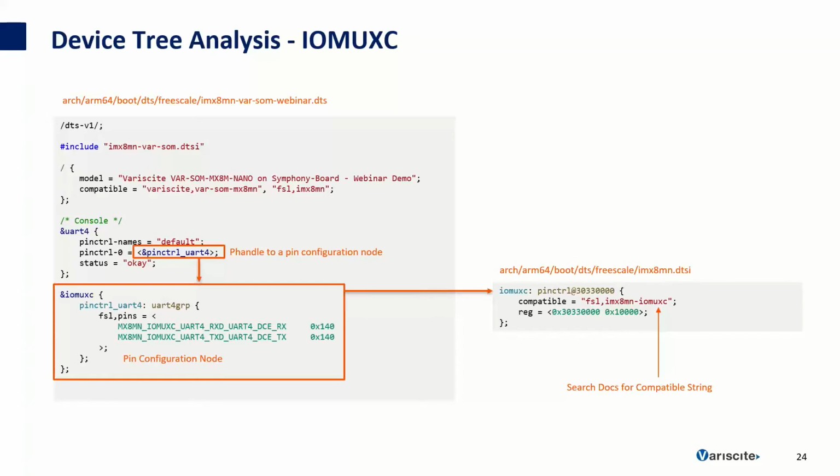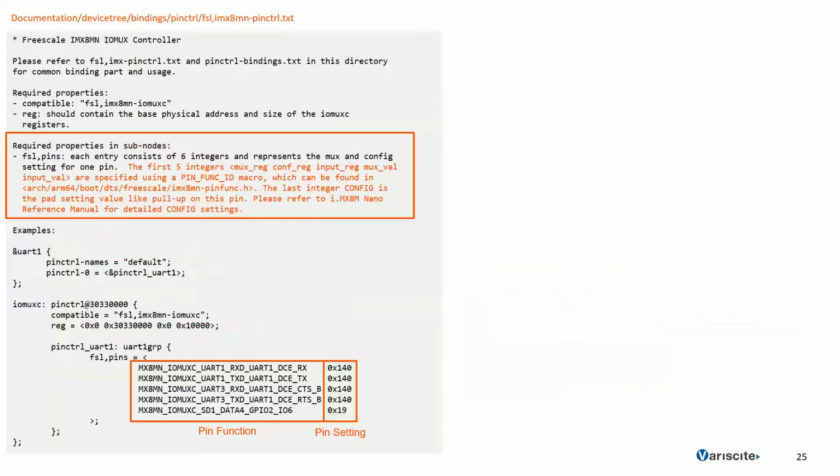So to understand how to write this pin configuration node, we can follow the IOMUXC to its definition and find its compatible string. And when we find its compatible string, we can search the documentation folder for the device tree bindings for this node to look at the documentation. So if we search the documentation directory for the compatible string, we'll find this file.